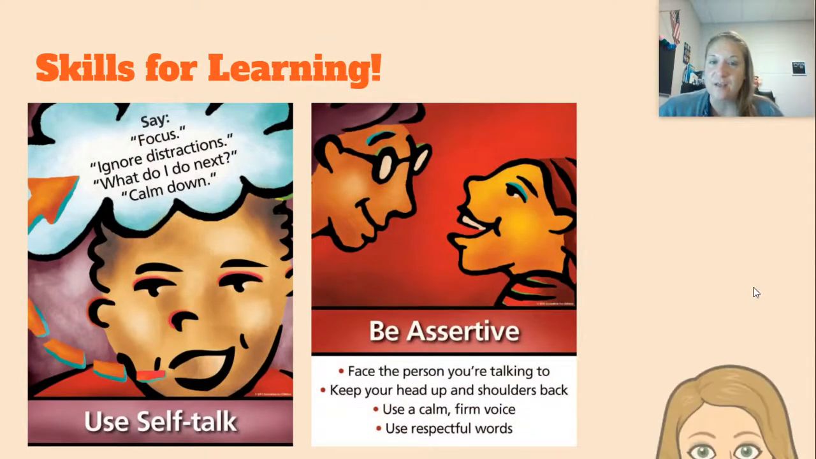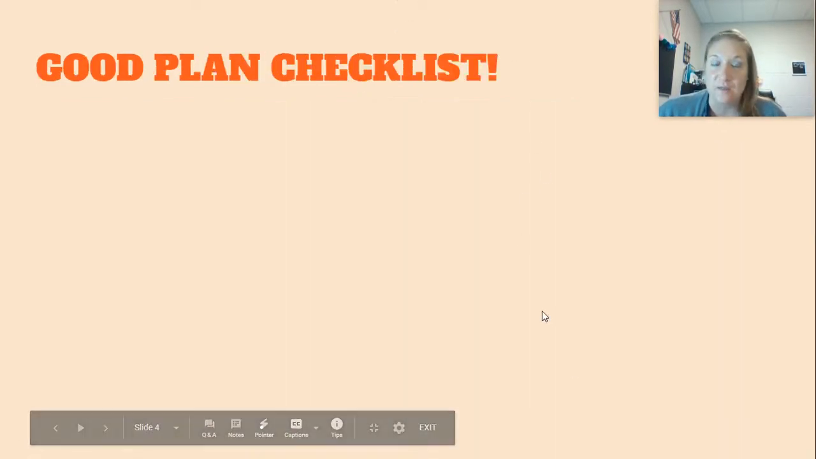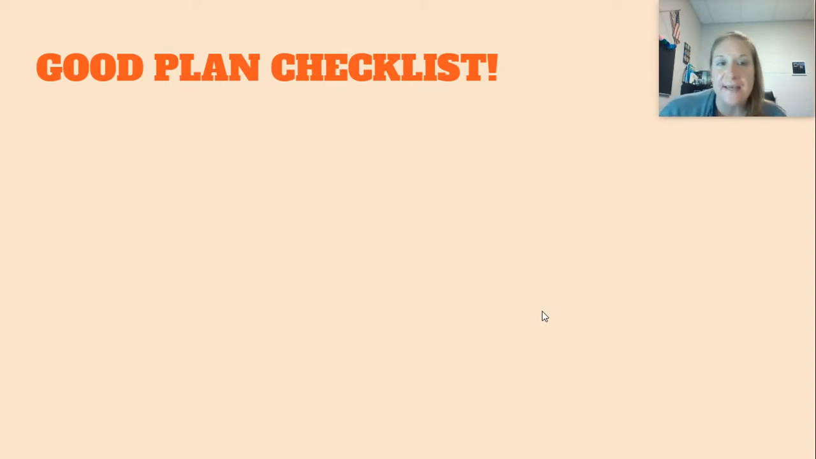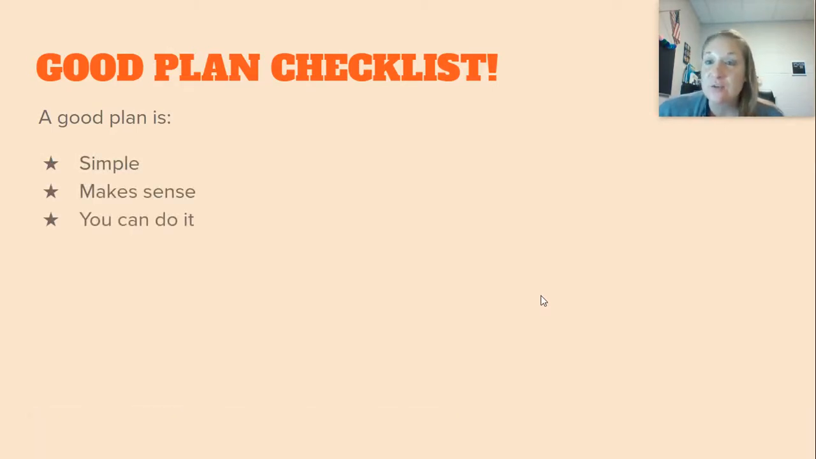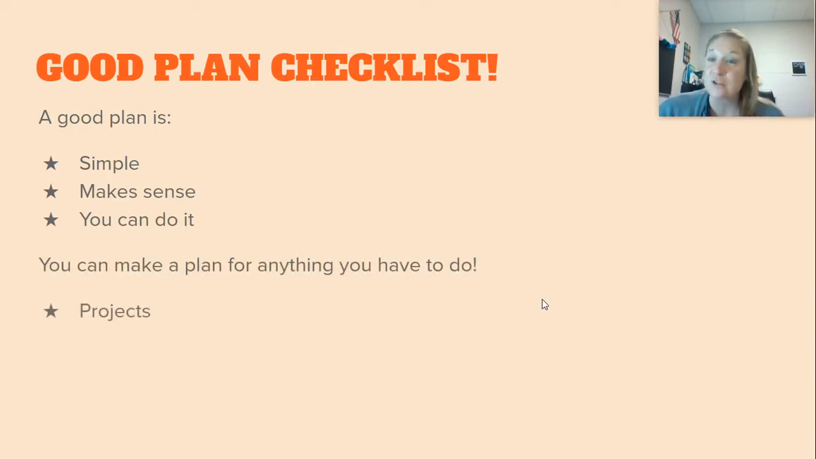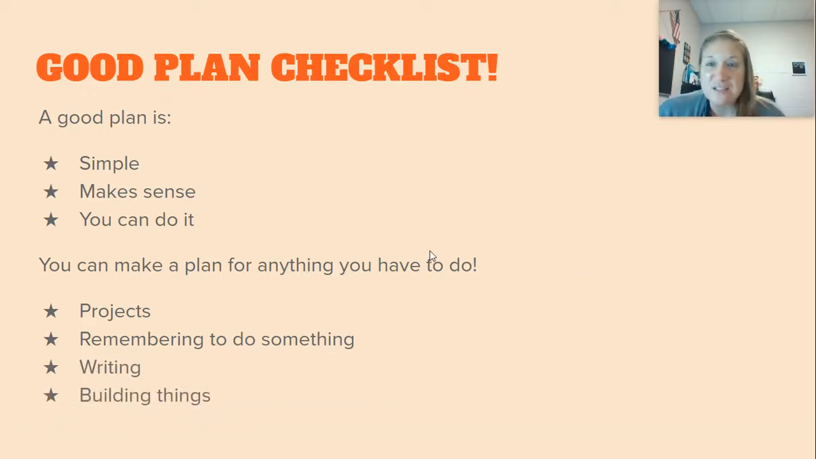And then last week, we also talked about making a plan or planning to learn. And we talked about what a good plan has in it. So, the good plan checklist is that a good plan is simple, it makes sense, and it's something that you can do. And you can make a plan for anything you have to do. So that could be projects that you have to do at school, if you need to remember to do something or to remind yourself to do something, if you're writing a story, or if you have to build something, you can make a plan for any of those things.